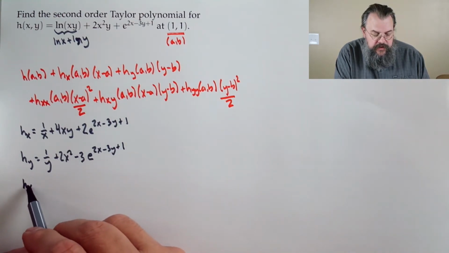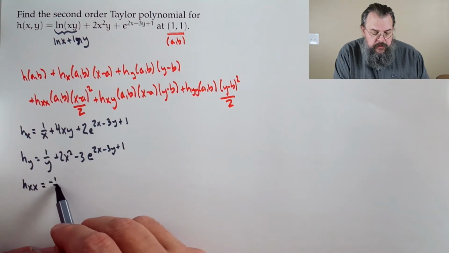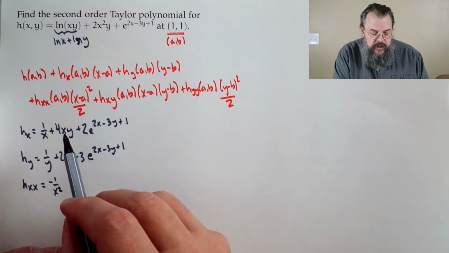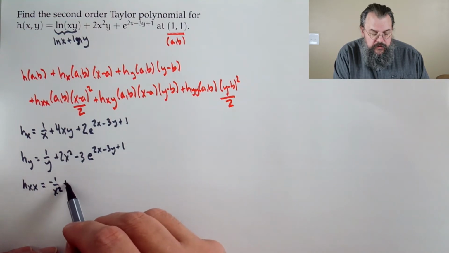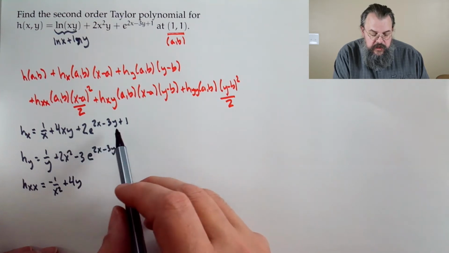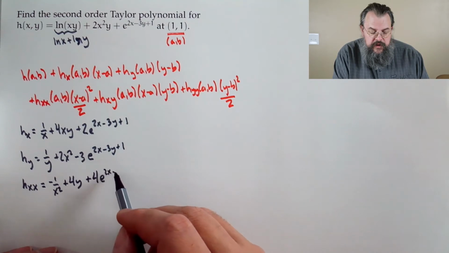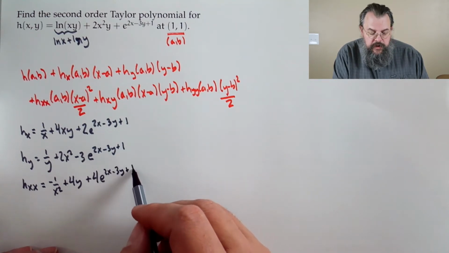Now into our second derivatives, h_xx. Derivative of 1 over x is minus 1 over x squared. Derivative of 4xy is 4y. Remember, we're taking derivative with respect to x. And now, here, 2 comes down again. Plus 4 e to the 2x minus 3y plus 1.